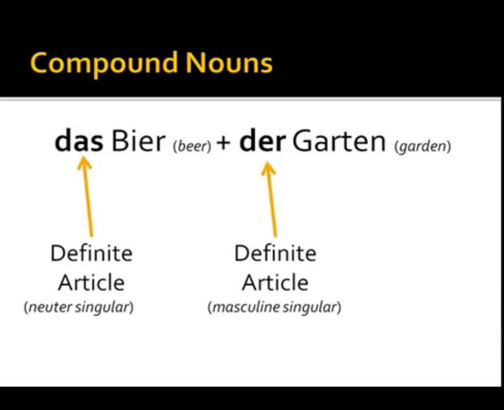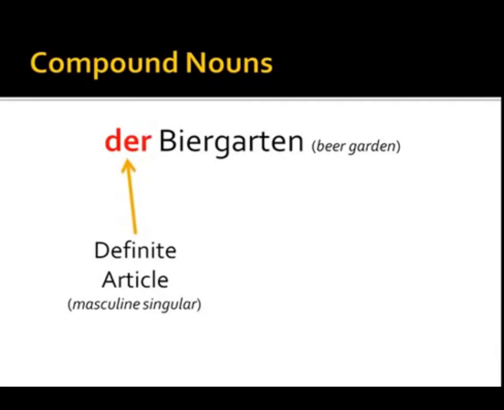So let's look at das Bier, the beer, neuter singular, and der Garten, garden, masculine singular. Now we want to put these two nouns together to make Biergarten, a place where people go in the summer to drink beer in the evenings and talk with friends. So we have a neuter singular noun and a masculine singular noun. The last component in this compound noun is der Garten, which means that this place where we go to drink beer in the summer would be a masculine singular noun, der Biergarten.